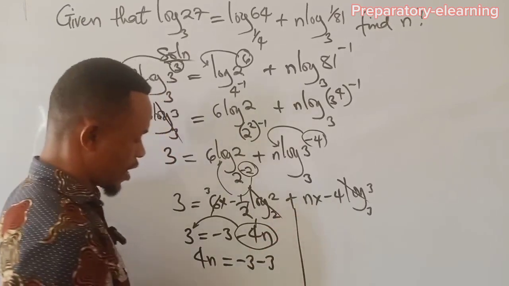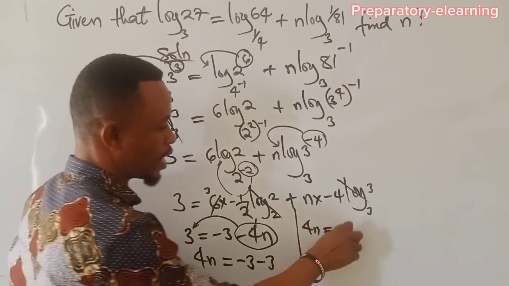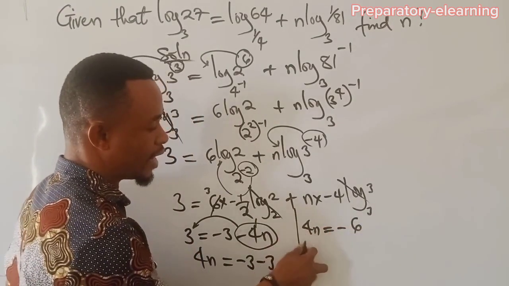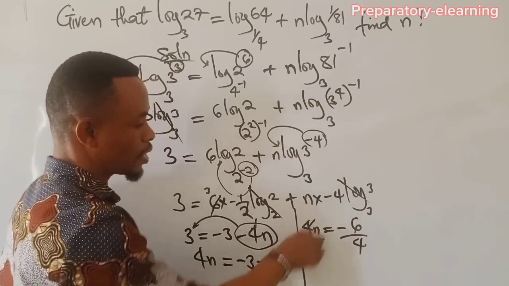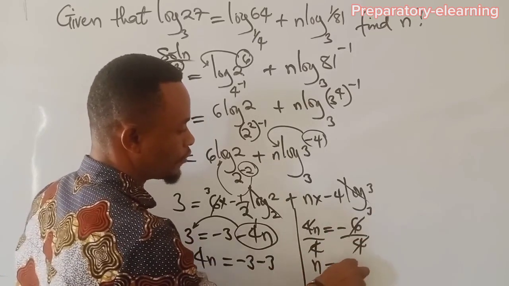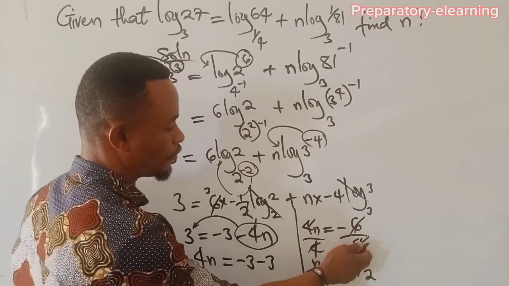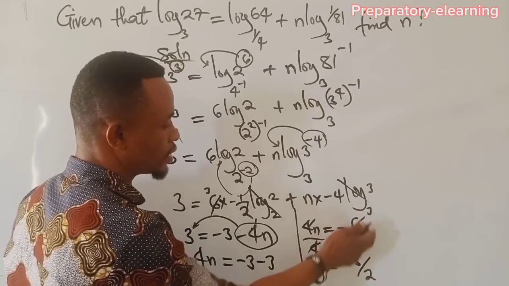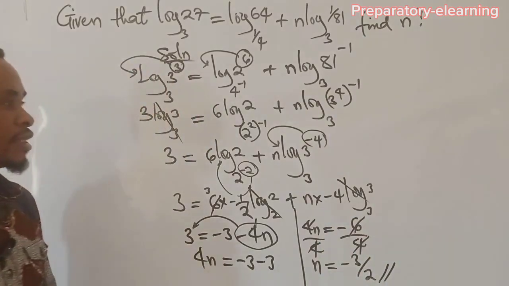So, to continue there, we have 4n is equals to what? This is minus 6. To find n, divide through by 4. Divide through by 4. This cancels this. n is equals to what? 2 can go here. We have minus 3 over 2. 2 divides 4 2 times. 2 divides 6 is 3. So that's the answer for n. It is as simple as that.